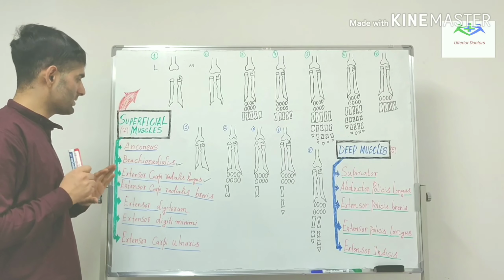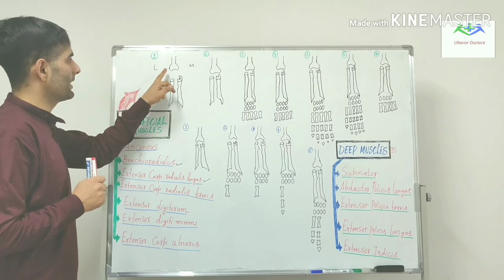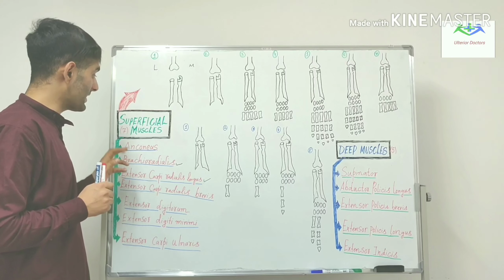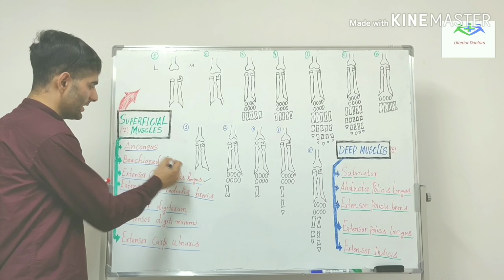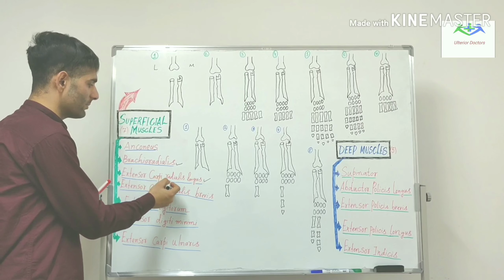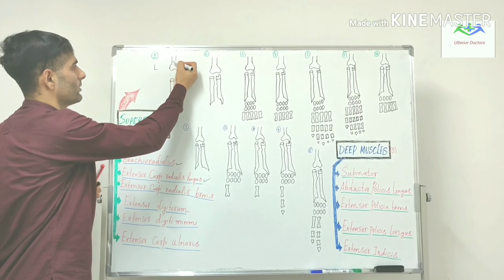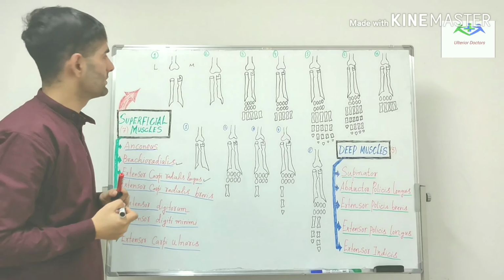All the superficial muscles get originated from the lateral epicondyle of humerus, except two muscles. First muscle is brachioradialis and extensor carpi radialis longus. These two muscles get originated from the supracondylar region of the humerus.